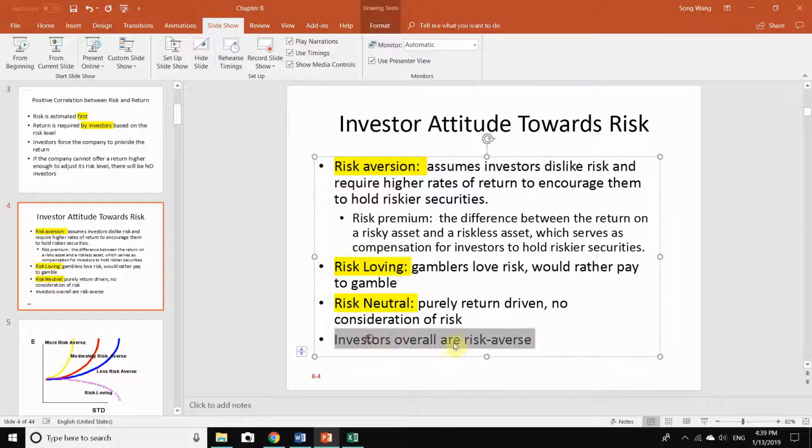Okay, so investors overall are risk-averse, and we're talking about rational investors, and we're talking about a mature, developed financial market like the United States.